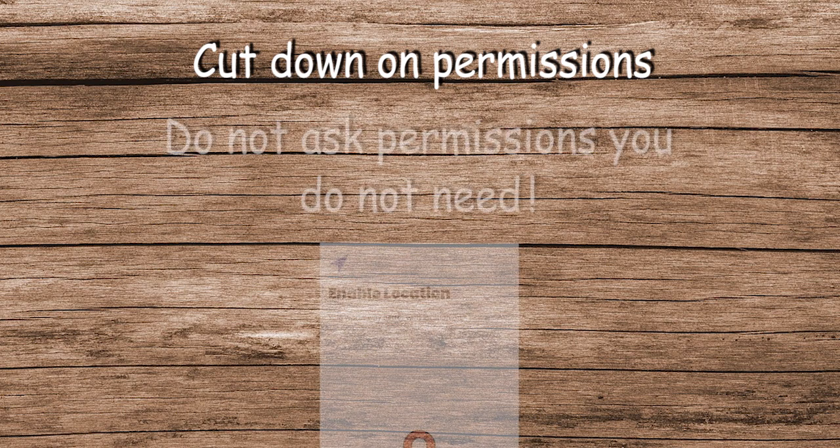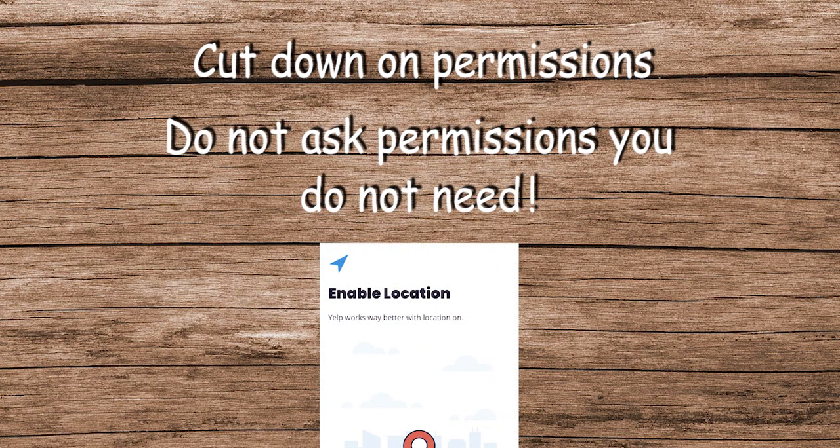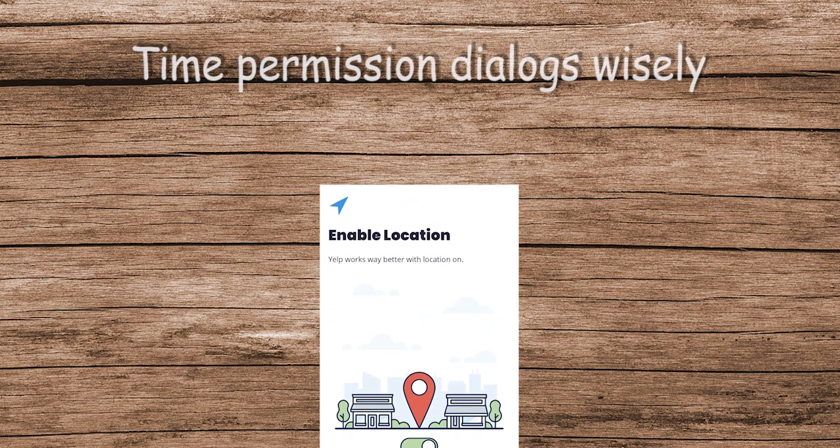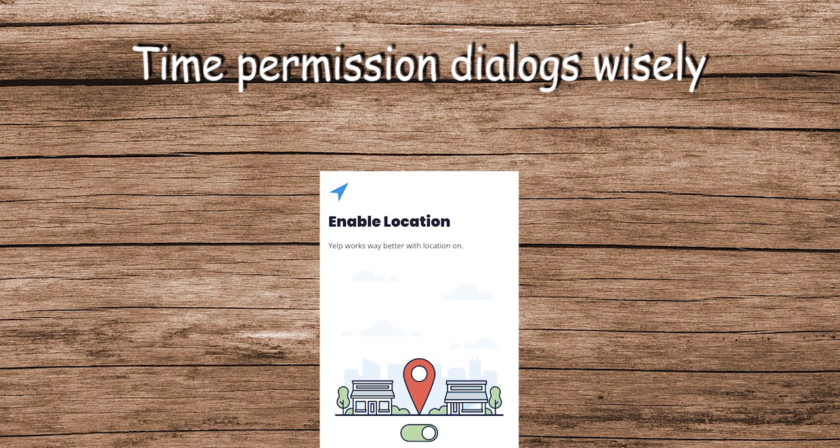Cut down on permissions. Aggressive permissions can also affect users. The most obvious example is not to ask a location permission if you do not need it. If you do ask permissions, do it in the right time. Optimize the way you ask and expand about permissions. Friendly design can also help a lot here to gain the user's trust.